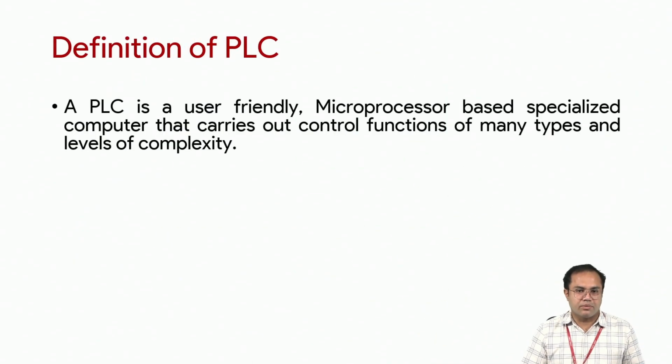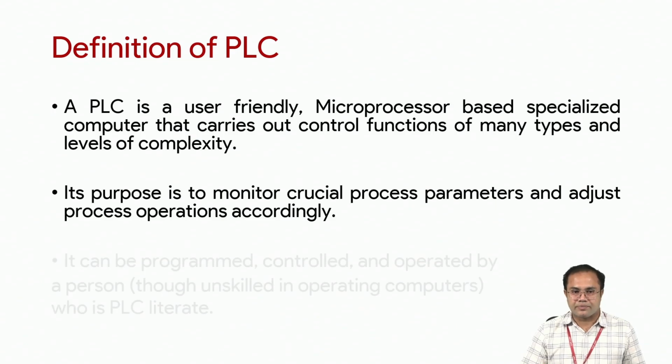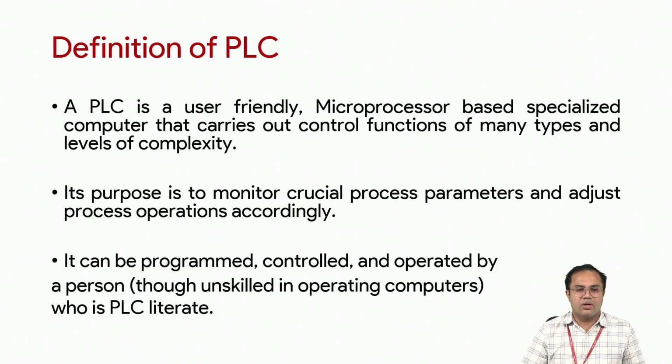Basically, the definition of PLC. What is a PLC? A PLC is a user-friendly, microprocessor-based specialized computer. It's a digital computer, nothing but. Here in the PLC, it makes use of a very powerful microprocessor, which is responsible for the execution of complex instructions or the execution of the logic. So here it performs many levels of complexity. The main purpose is to monitor the crucial process parameters and adjust the process operation accordingly. It can be programmed, controlled, and operated by a person who is PLC literate.